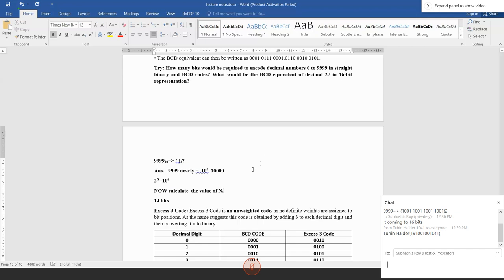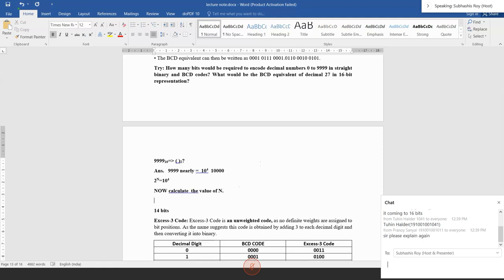Okay, so what is the value of n? Suppose any given number, like here the number is 9999999. How many nines are there? 1, 2, 3, 4, 5, 6, 7. So 7 nines are there. That means I need to take the number 10 to the power 7.